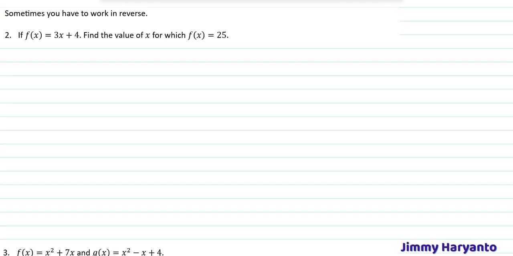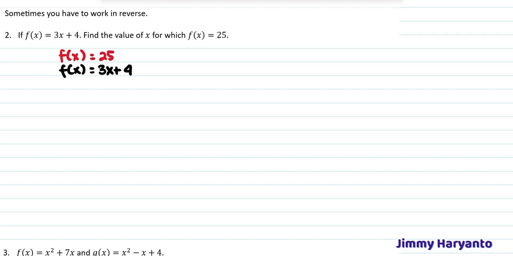But sometimes in math you have to work in reverse. That means the question is reversed. In the previous question you had to find the value or the result. That means in this question the result is already given. First the question tells you that the rule is 3x plus 4, and then the question also tells you that the fx or the result is equal to 25. That means we can conclude that 3x plus 4 has to be equal to 25.